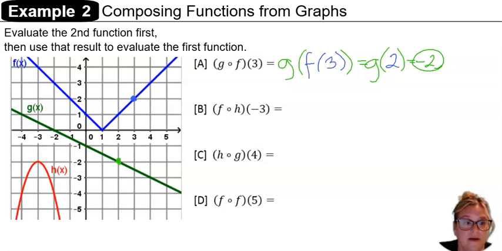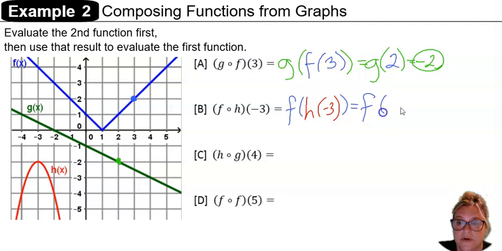Okay, next we're going to evaluate f composed with h of negative 3. So that's f of, and then h of negative 3. So we're going to evaluate the h of negative 3 by going to negative 3 on the x-axis, then down to the h of x function. There's negative 3. When x is negative 3, the y, the output, is negative 2.